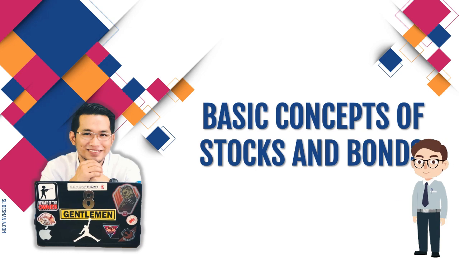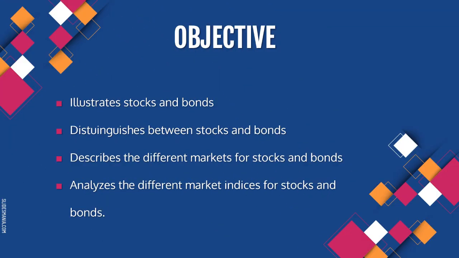For example, investing in a certain corporation, organization, or company with higher possibility to gain profit. For the objectives of this video lesson, we will illustrate stocks and bonds, distinguish between stocks and bonds, describe the different markets for stocks and bonds, and analyze the different market indices for stocks and bonds.